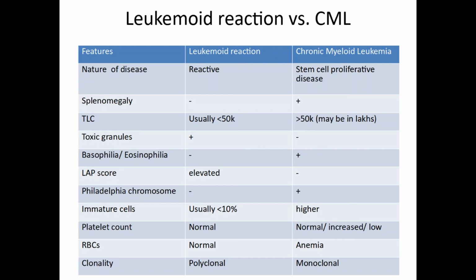RBCs in leukemoid reaction are not affected. That is why you need not see anemia in cases of leukemoid reaction, whereas CML patients are very likely to have a normocytic normochromic type of anemia. Clonality wise, leukemoid reaction is not a tumor or a malignancy. That is why it is polyclonal in nature, whereas chronic myeloid leukemia is a malignancy, and the molecular definition of malignancy states that it arises from a single cell, which is also called monoclonal.